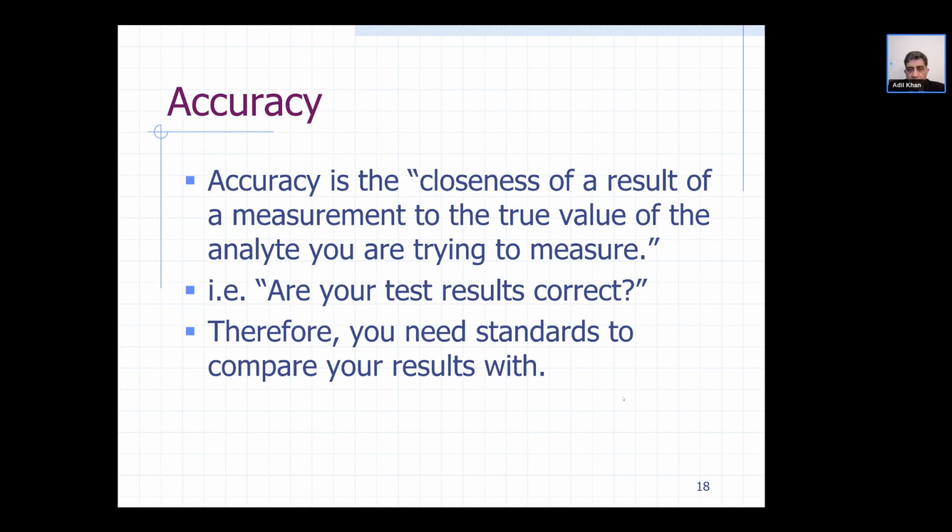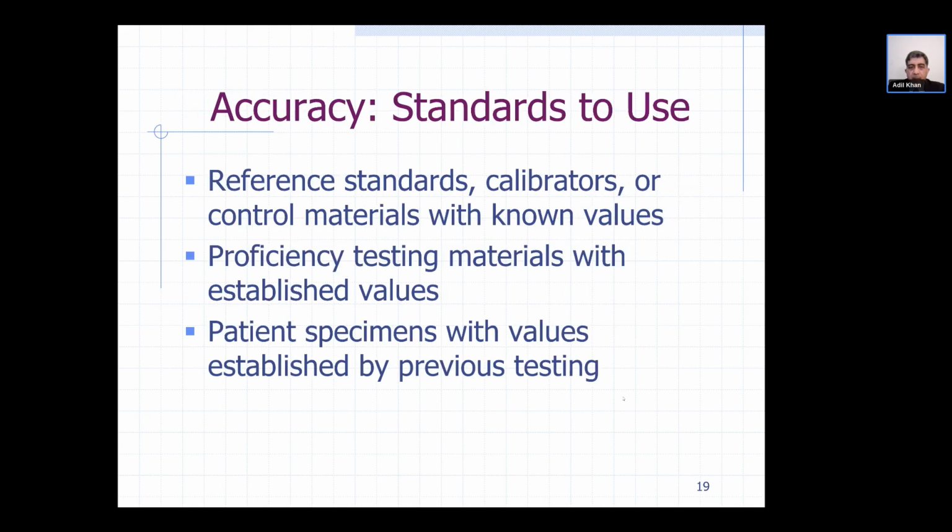And therefore you can use patient samples, but you can use a number of different materials as well. Some of the materials that are acceptable are reference standards, calibrators, control materials that have a known value. You can use proficiency test materials with established values, and then patient samples that have been previously tested so that you know what the result is.